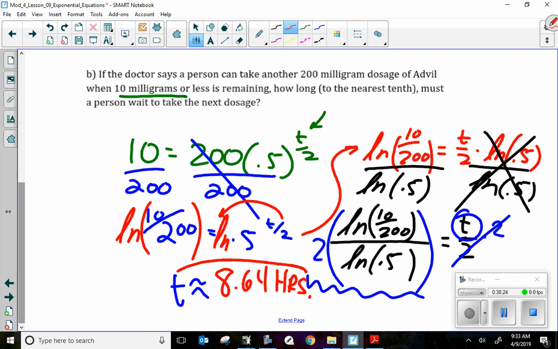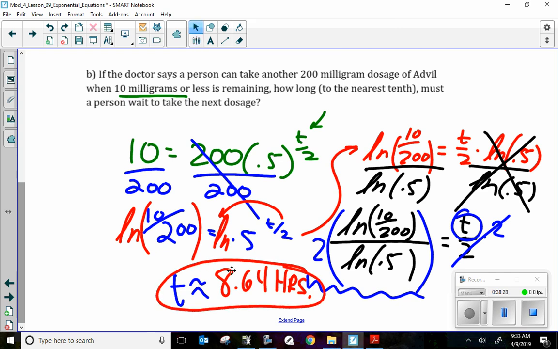If you're a doctor, you tell someone about 9 hours. But there you go. Fantastic. Then welcome to the wonderful world of using logs to bring variables, which are an exponent, down.